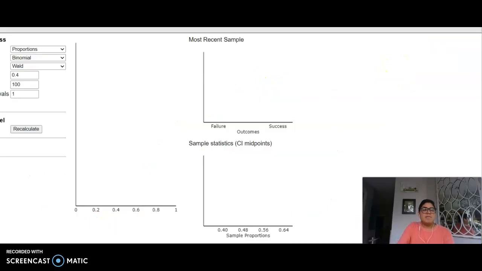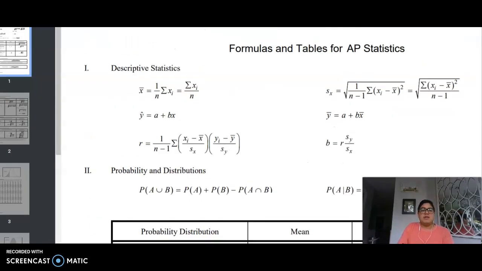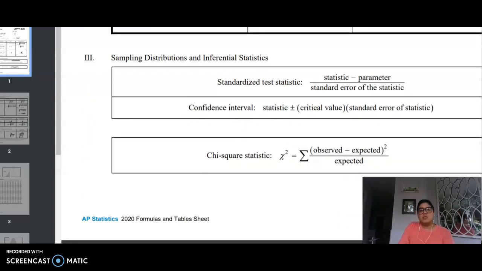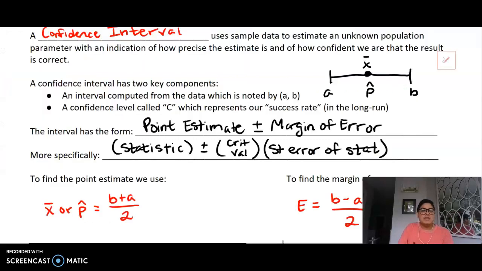Now, when I go to my AP Stats formula sheet, at the bottom of the first page, you'll see sampling distributions and inferential statistics. We are going to start looking now at these boxes. And we're going to look here at a confidence interval. So we typically say point estimate plus or minus the margin of error. The distance between p hat and B or p hat and A is the margin of error. That's how much variation there is, how much our guess could be off by. But somewhere in that interval, we think the truth lies. So we will use the point estimate plus or minus the margin of error.